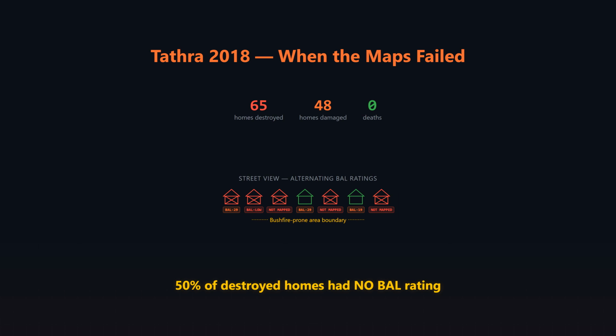The mapping system had failed them entirely. On individual streets, BAL ratings zigzagged. One house at BAL-29, its neighbor at BAL-LOW. The fire didn't care about the map boundaries. This case study drives home a critical point. The BAL system is only as good as the mapping and assessment behind it. If your property sits near the boundary of a bushfire prone area, understand that fire doesn't read planning overlays. The system is improving, but it is not perfect.